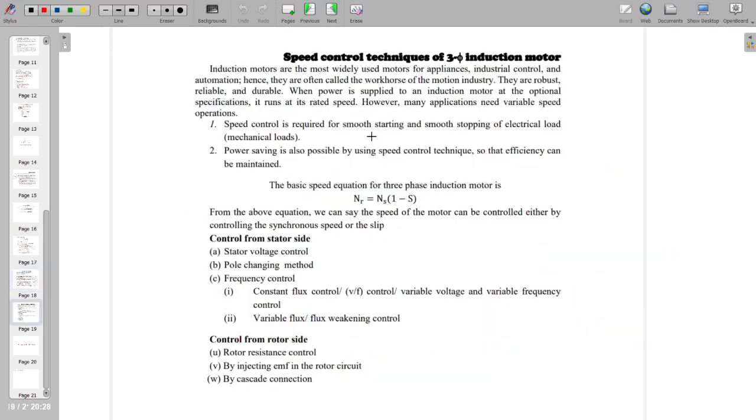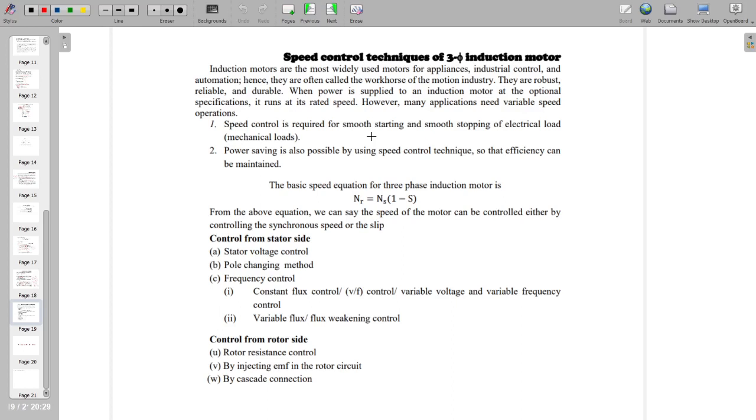Next, speed control techniques of the three-phase induction motor. Basically, induction motors are mostly used in applications like industrial control, automation and warehouse applications. They are of very robust construction, reliable and durable. When power is applied to the induction motor with the optimal specifications, it runs at rated speed. However, many applications need variable speed. So in that case, we need to control the speed.